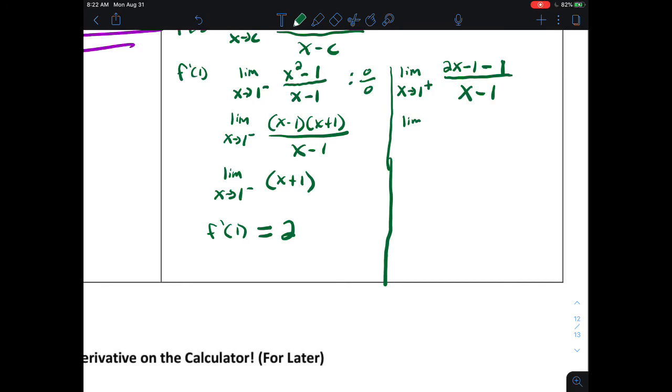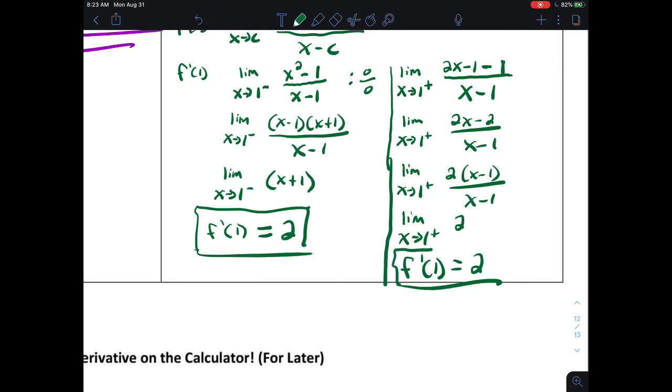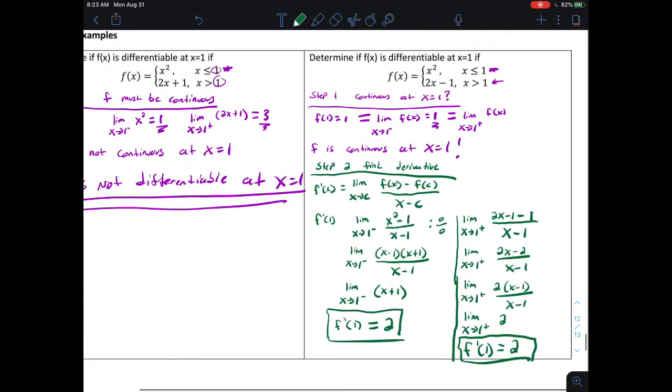And we need to do the same thing for this right-handed limit. And we get the same number. So because these two limits equal each other, and I get the same value for the derivative, that means that the slope from the left side at x is equal to 1 is equal to the slope from the right side at x is equal to 1, which means the curve is locally linear.